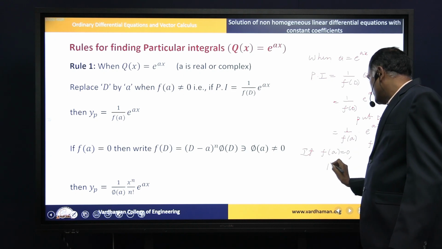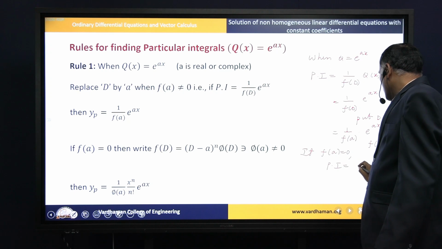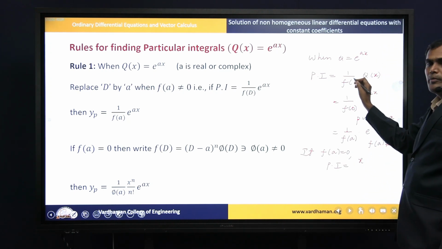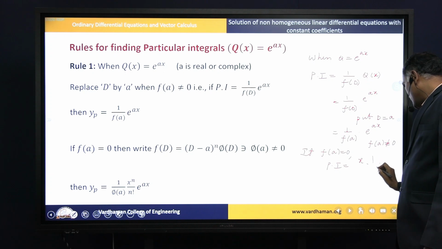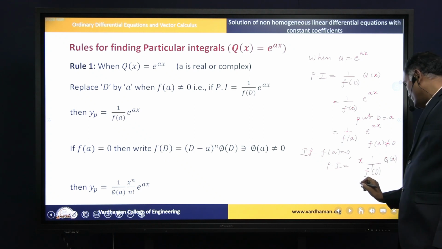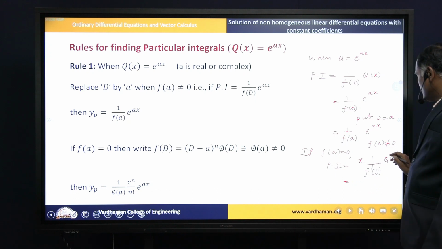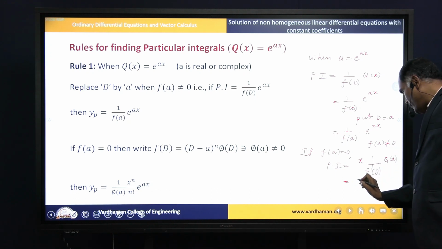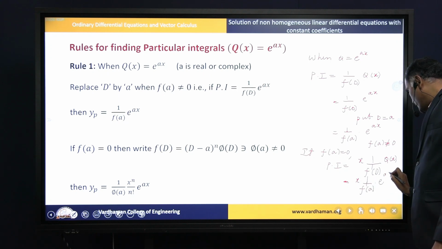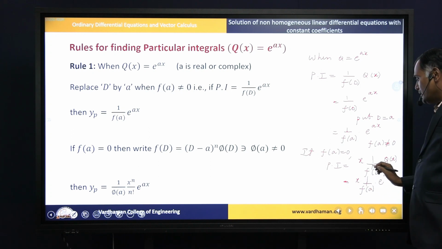in this case the particular integral is given by: we write x in the numerator, we differentiate the denominator with respect to D, we write 1 by f dash of D, and here Q is there. Here Q is nothing but e power ax. Now again the method says replace D with a. Here x times 1 by f dash of a into e power ax. Now this is the required PI provided that f dash of a is not equal to 0.